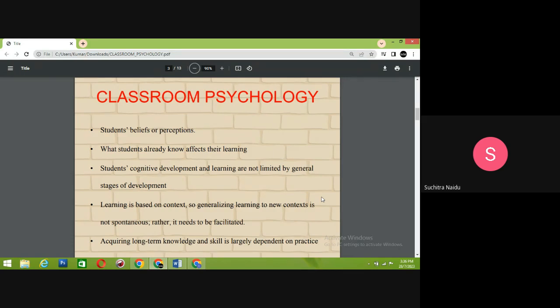So the first point there, if you see, is students' beliefs or perceptions. All right. Now what I mean to say here is, for example, normally because I teach science, when we are teaching chemistry, as such, students have a phobia of chemistry. They are scared. They must be doing very well, but they're scared.